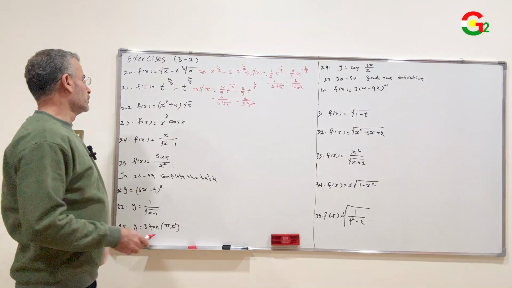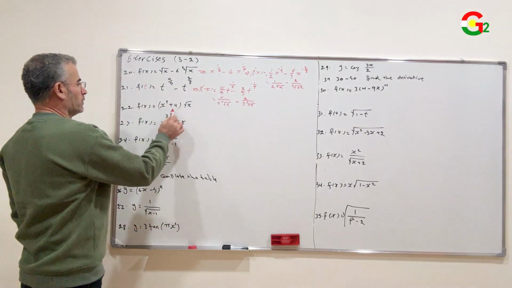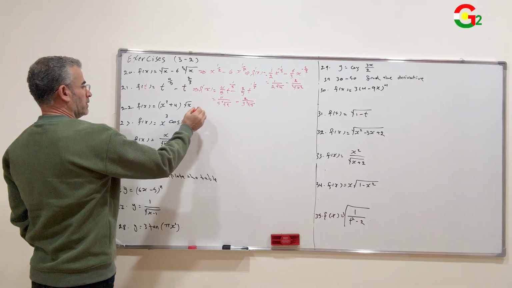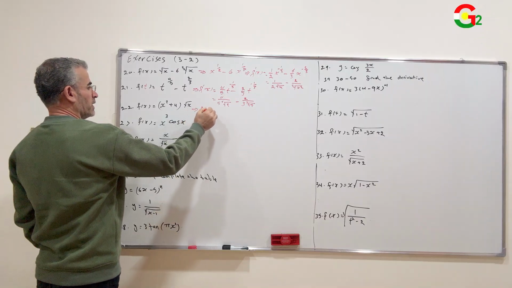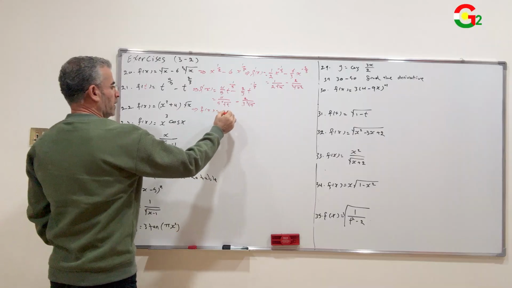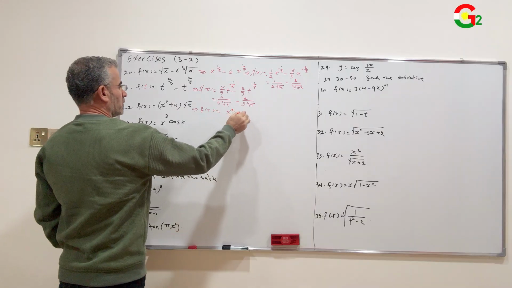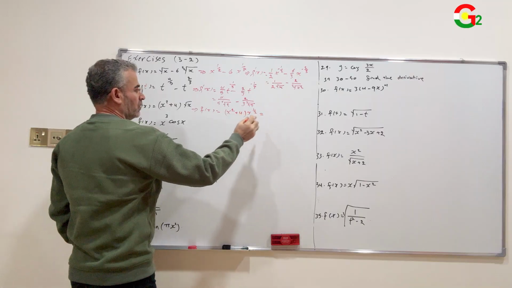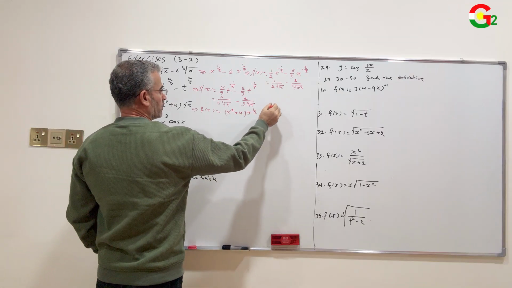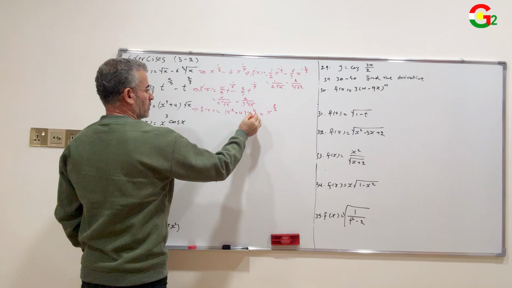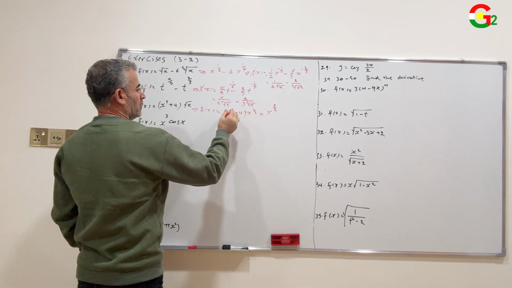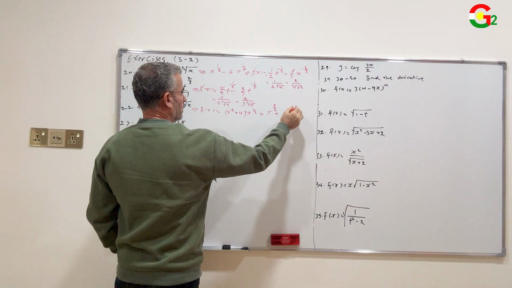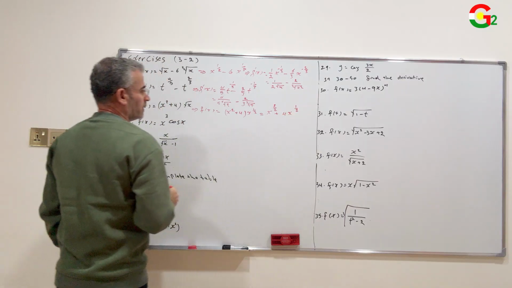Question number 22. F of x equal x power 2 plus 4 times square root x. Rewrite this function as f of x equal to x power 2 plus 4 times x to the 1 half, and open this bracket, x to the 3 over 2 plus 4 x to the half.